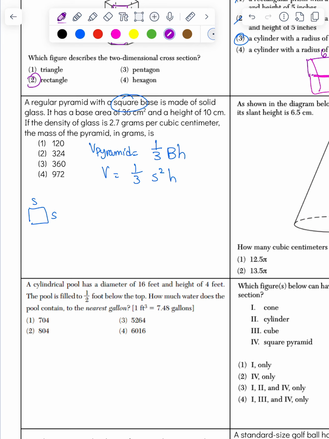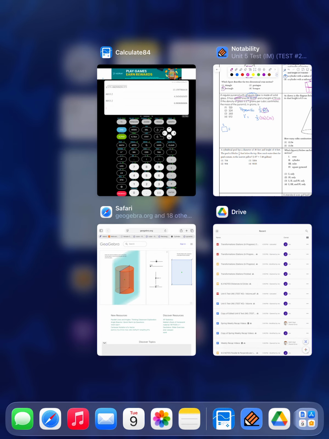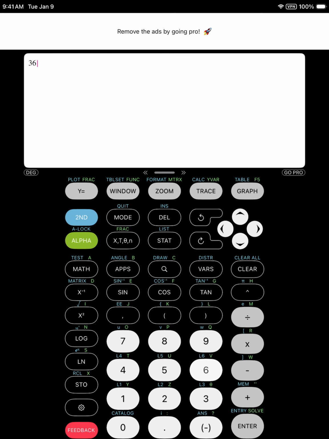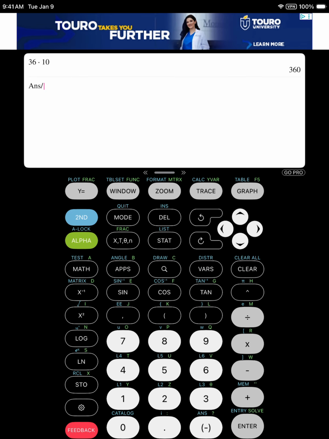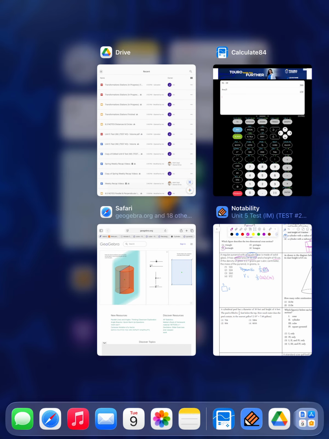It already tells us what the base area is. So the capital B is already 36. So I'm going to change and edit this because they already tell me what the capital B is. Capital B is already 36. And they tell me what the height is. If I continue reading, the height is 10. So now I can multiply together and find the volume. So 36 times 10 is 360. And then times 1/3, which is the same as divide by 3, is 120.